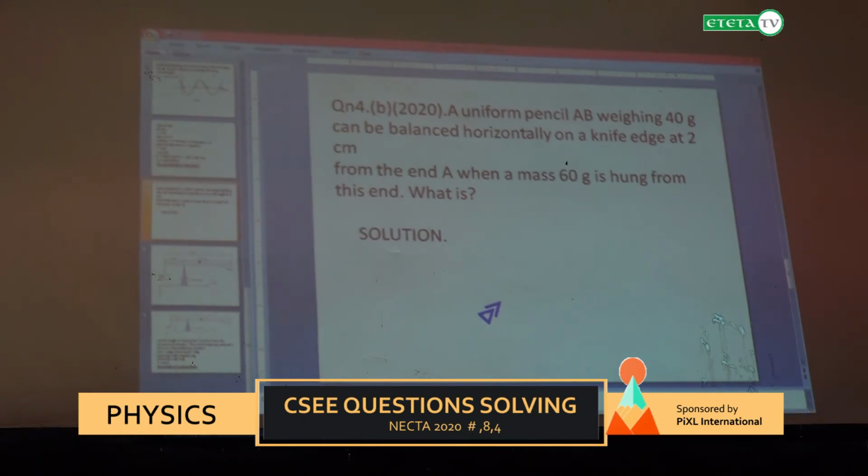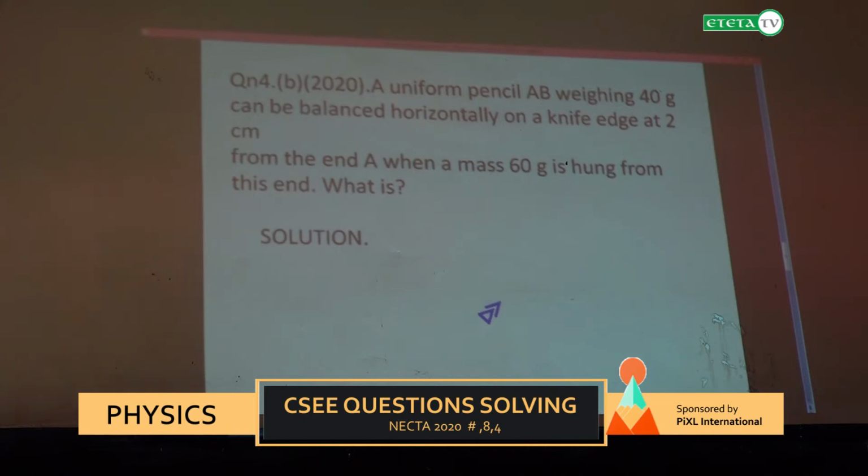And this question, we can read the question here. We say that a uniform pencil AB, weight 40 gram, can be balanced horizontally on a knife edge at 2 centimeters from the end A, when a mass of 60 gram is hanging from this end.